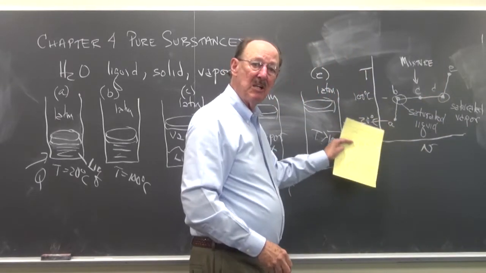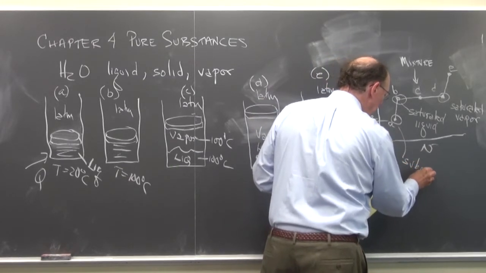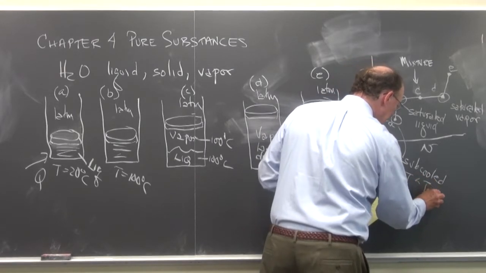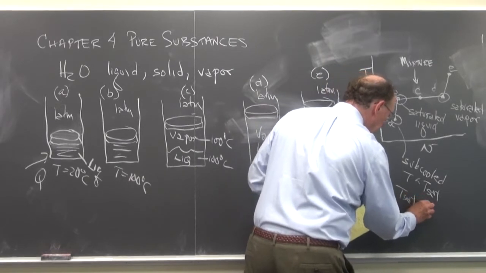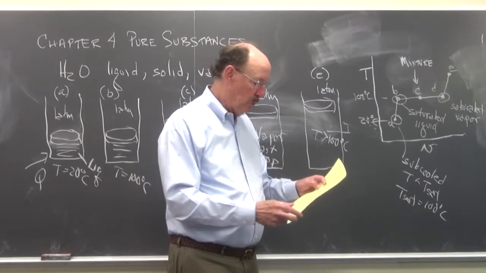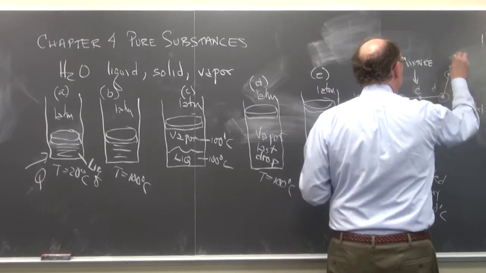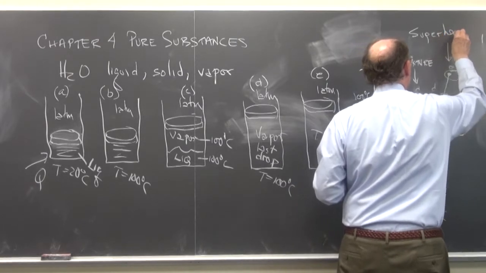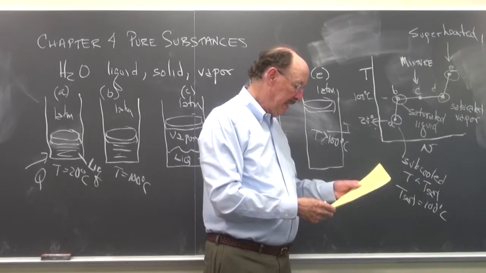This is a subcooled liquid. So T is less than T sat. So T sat here is equal to 100 degrees C. So we have that the saturated temperature is the temperature at which it boils. And here we have something that's superheated. So we have a superheated vapor at point E.